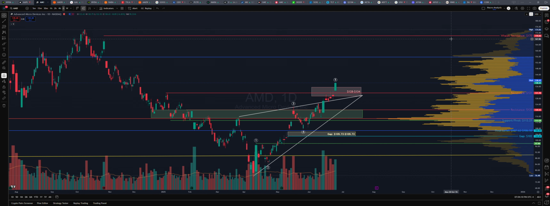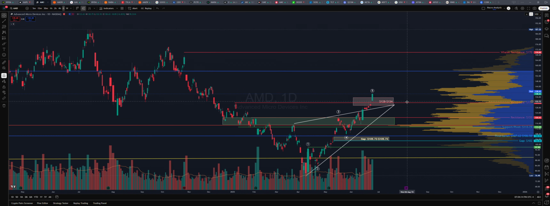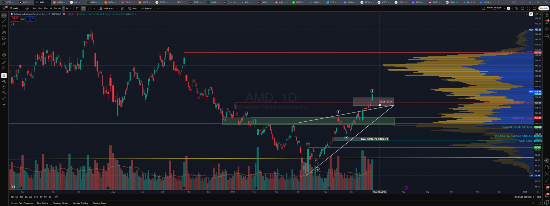that 141 level towards that 160, 170 area on AMD. So still bullish in AMD unless you start seeing a break below this 128 and you start getting rejected, then you're going to start coming back down towards that 105 level right over here.